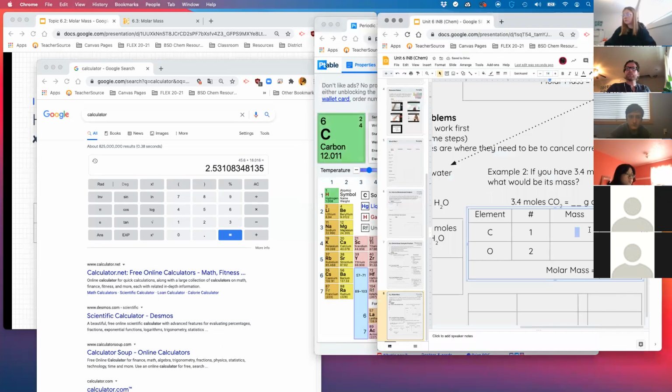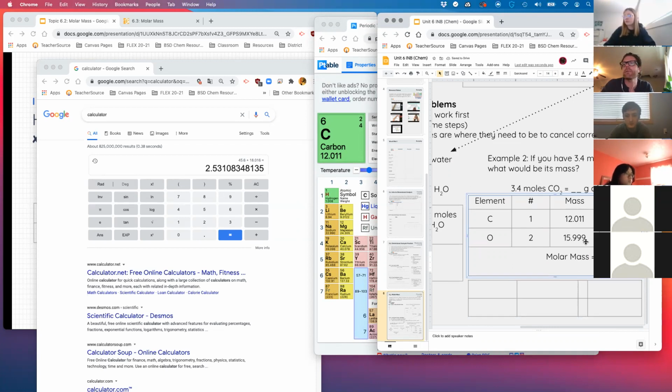Carbon, I look over here, weighs 12.01. Oxygen weighs 15.999. 1 times 12.011 is 12.011. Multiply these together, you get 31.998. Add these bad boys together, and you get 43.009. Now, in terms of sig figs, use as many decimals as you can for right now, and at the very end, that's when you do the rounding. So that is 43.009 grams per mole.